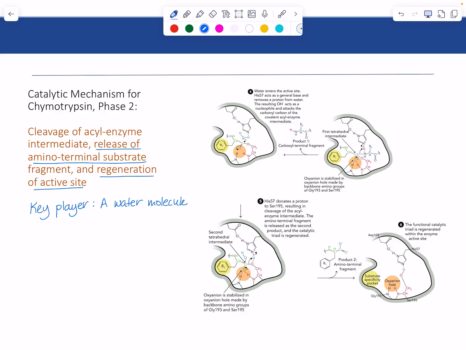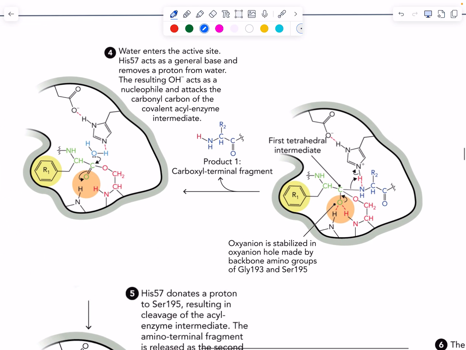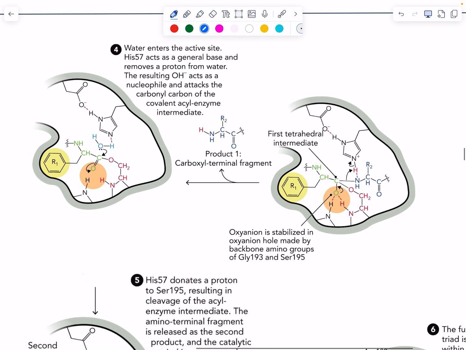All right, so zooming in. When last we left our active site, we've lost the carboxy terminal of the peptide. We have the amino terminal stuck in the active site with that oxyanion stabilized by hydrogen bonds with backbone residues in the oxyanion hole. So now what we need is our water molecule to come in. So here's the water molecule that enters the active site.